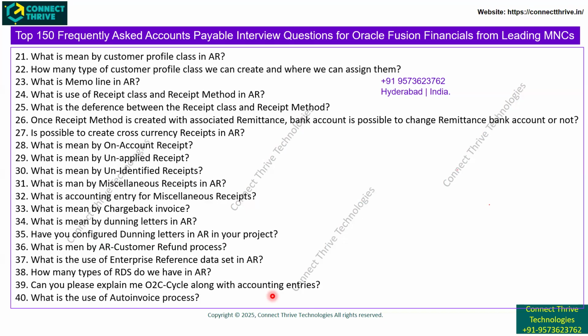What is the auto invoice process? It will simply convert invoices from order management to AR, or from a third party billing system to AR, or from other sources to AR. So it will convert that order information into an AR transaction or AR module. Okay. So these are very, very important questions, guys. Next.